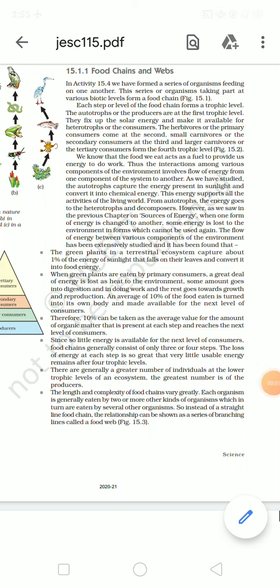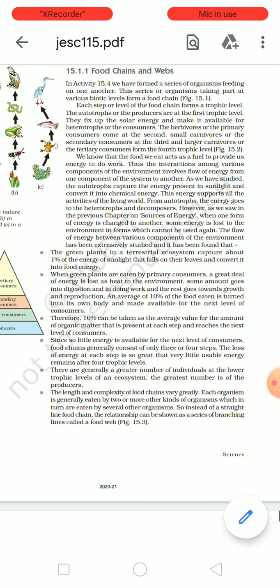Hello students. So in the last class we discussed ecosystem. What do we mean by an ecosystem? How different components of an ecosystem interact, like biotic and abiotic components, and what are biotic and what are abiotic components. How does an ecosystem function? What are producers? What are consumers? And what are decomposers? We discussed this.